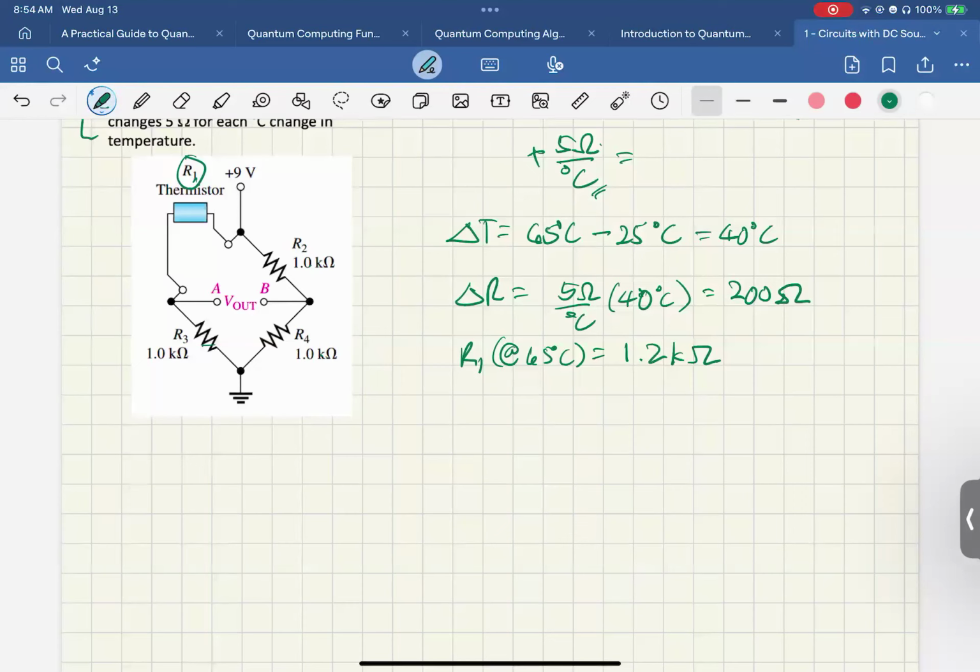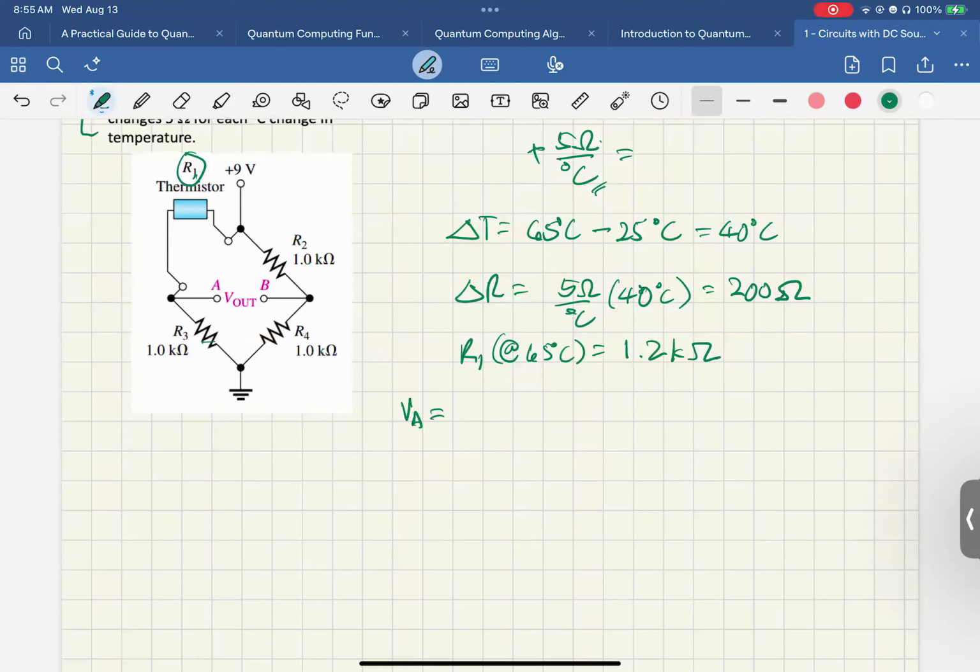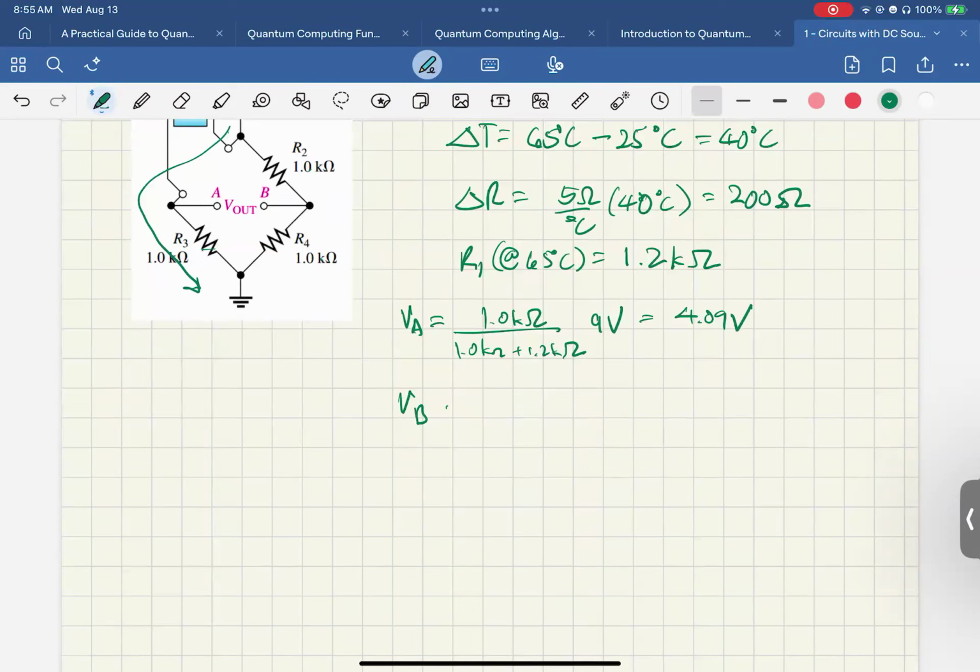Now we use our knowledge about the Wheatstone bridge. First, we solve for VA. Remember, this is just one voltage divider. VA is 1 kilo ohm divided by 1 kilo ohm plus 1.2 kilo ohms, times 9 volts. This gives us 4.09 volts. Then we solve for VB. Again, this is another voltage divider circuit. So that's 1 kilo ohm divided by 1 kilo ohm plus 1 kilo ohm, times 9 volts. So this is 4.5 volts.